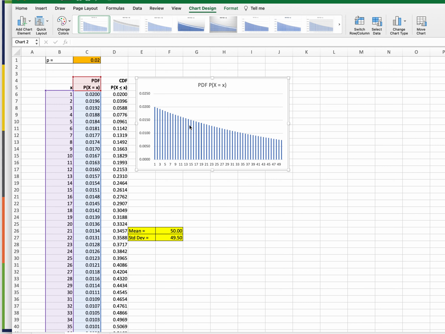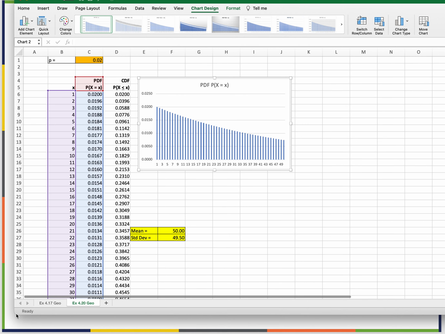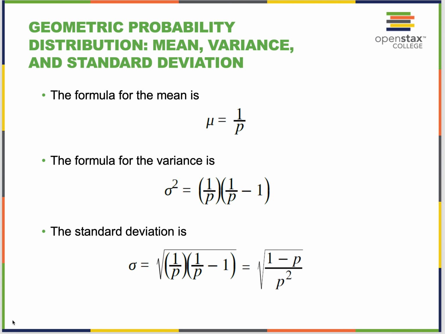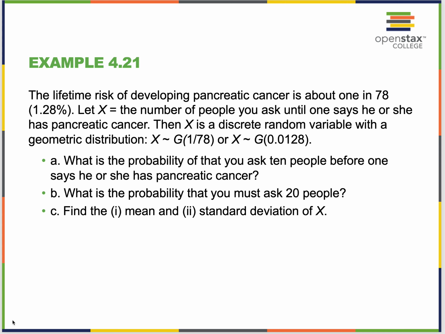Okay, so there we have it. Now let's move on to another distribution. So here's the mean, here's the standard deviation and the variance. And all right, so this is another example. A lifetime risk of developing pancreatic cancer is about 1 in 78. Gee, that seems awfully high.